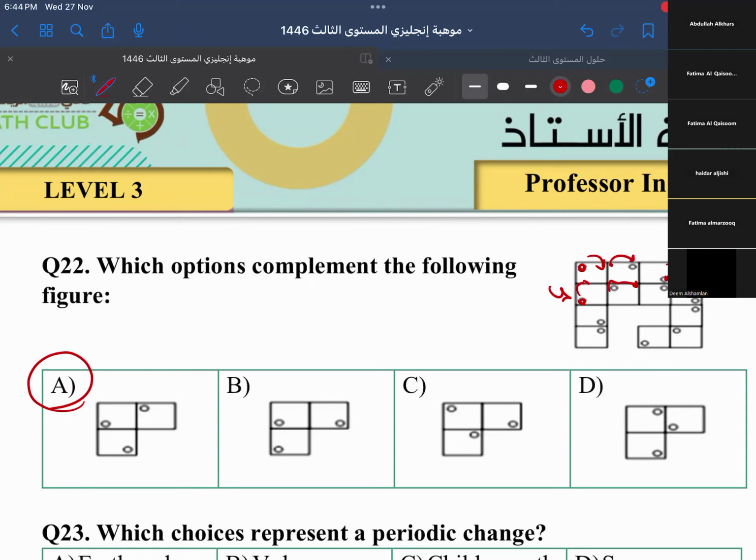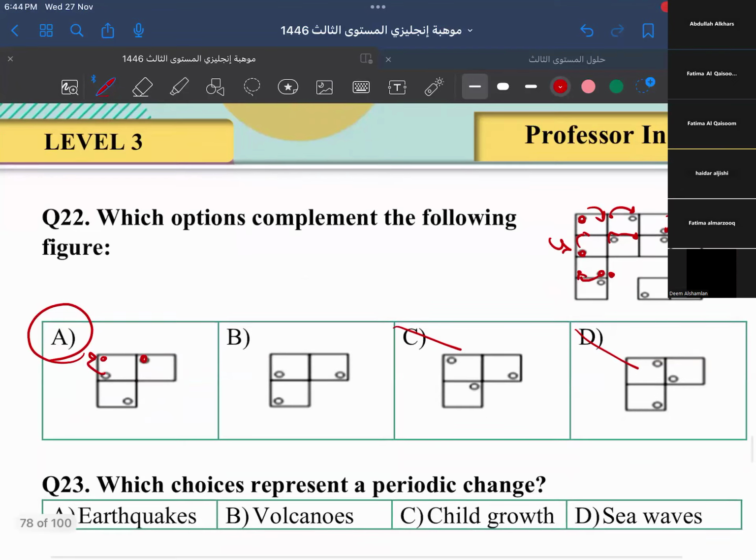So here you can imagine that the next one should be here. So this one should be in this position. And here we have A and B. So we deleted C and D. Now we have to decide which one. So the next one is going to be A, because it's going to move up in this corner. Okay, excellent, Haidar. So the answer is A.